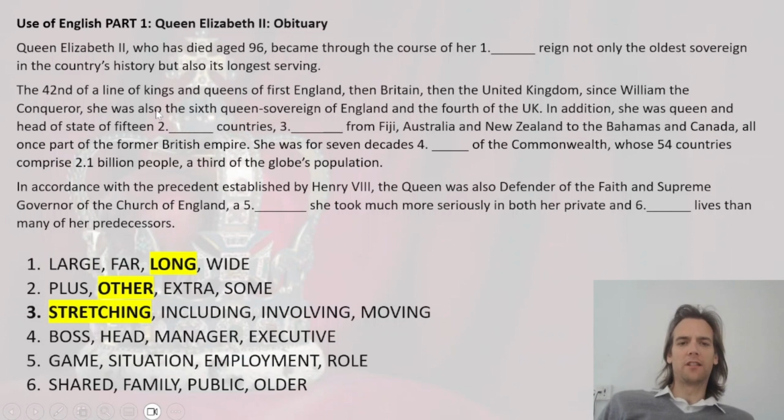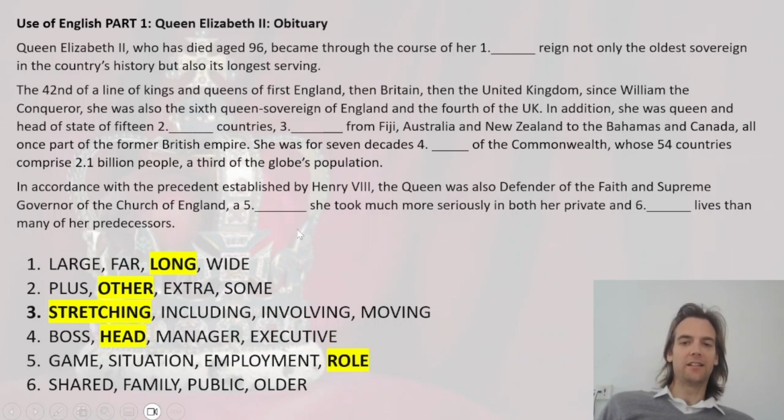That was maybe the most difficult one. Number 4, well, I sort of just gave it away. She was head of state, and you are head of an organisation, the Commonwealth, which is all the countries that used to be in the empire. And number 5, she was the governor, the supreme governor, which sounds vaguely like Robocop or something. And this was a role that she took seriously.